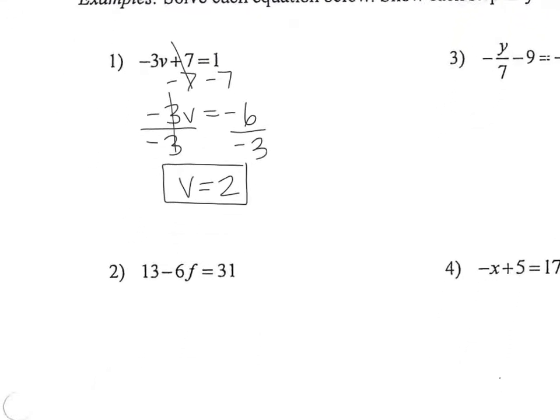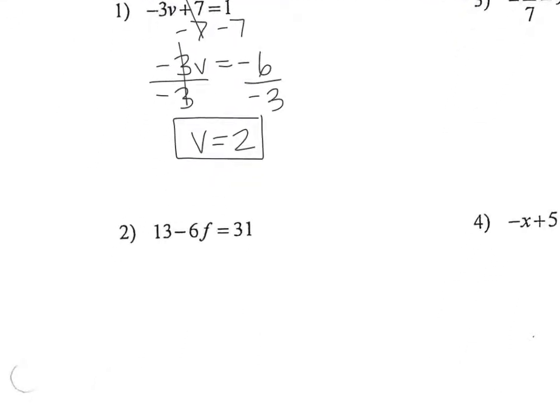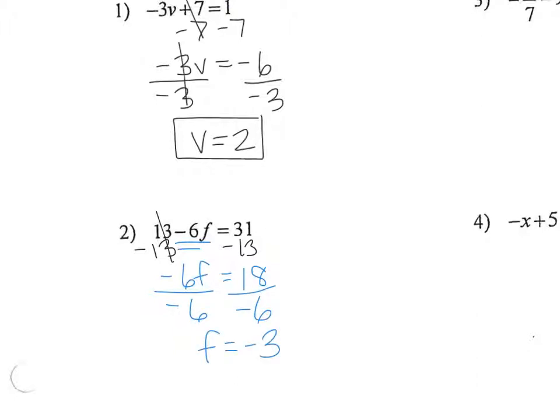And then number 2, this 6 and f are being multiplied. This is actually a negative 6 times an f. So I need to get rid of this 13. This is a positive 13 right here. It's a positive 13, so I'm going to subtract 13. This cancels out. Be careful when bringing this down that this is going to be a negative 6f. And then 31 minus 13 is positive 18. So now I divide both sides by negative 6. f equals negative 3 is your answer.